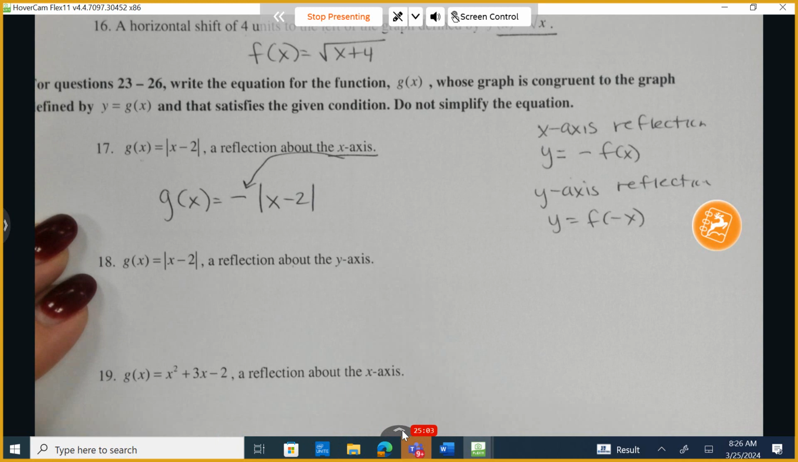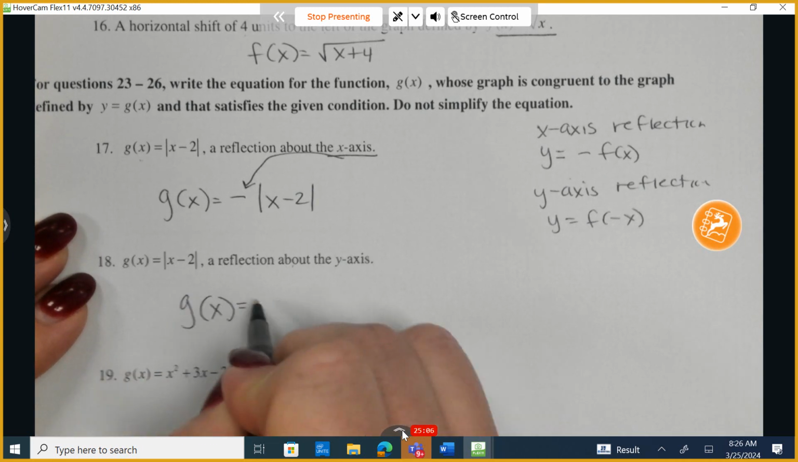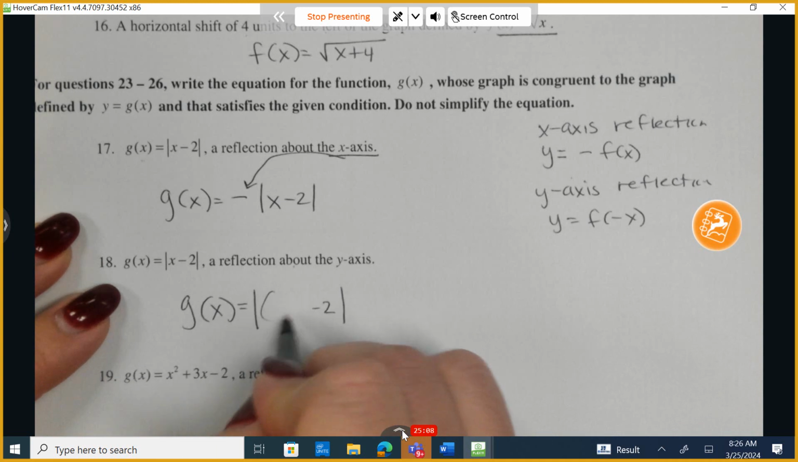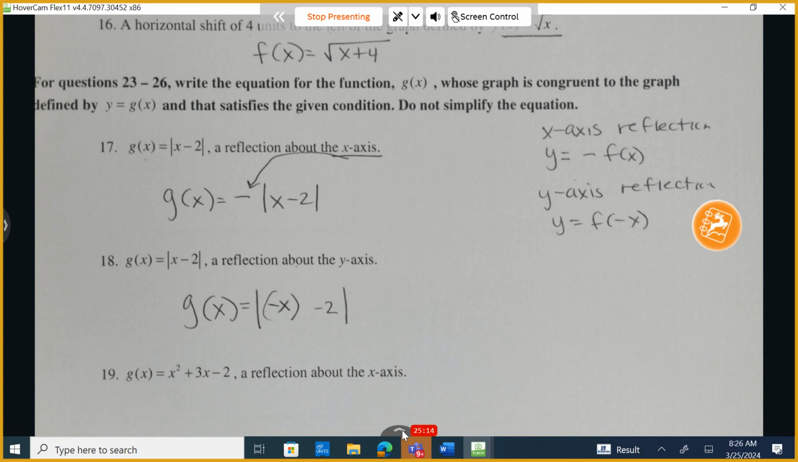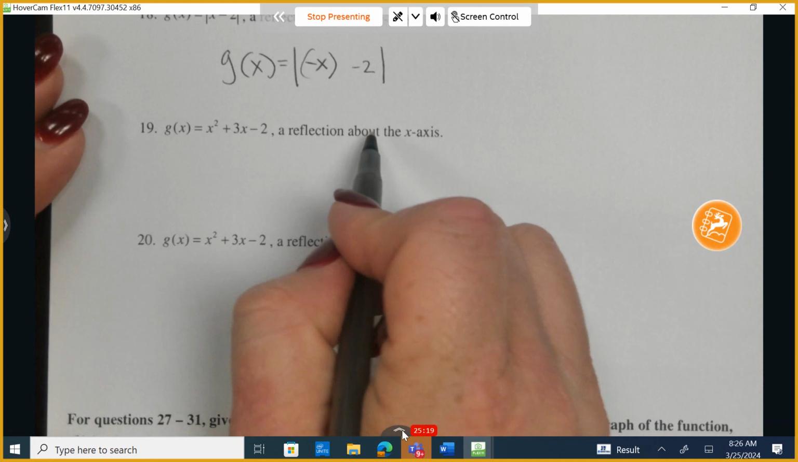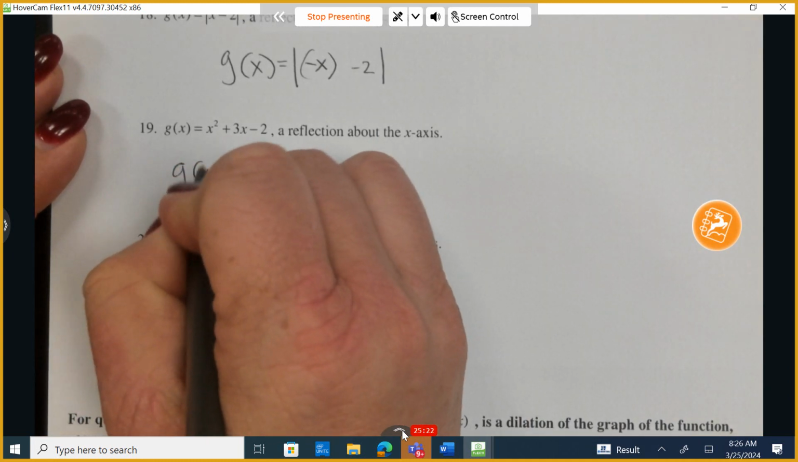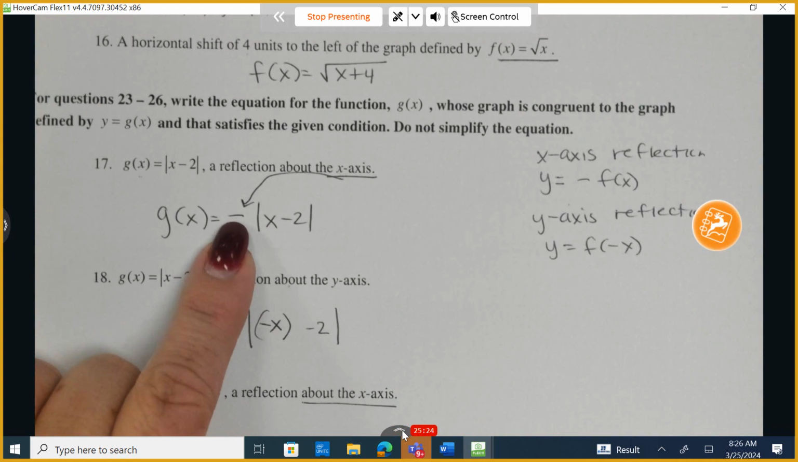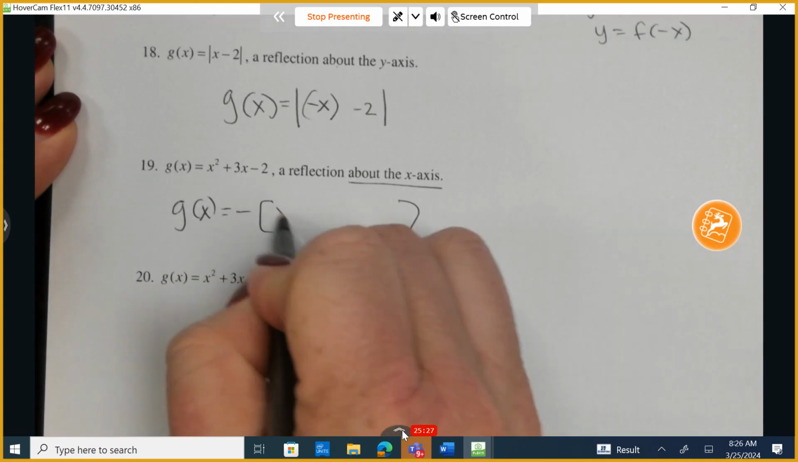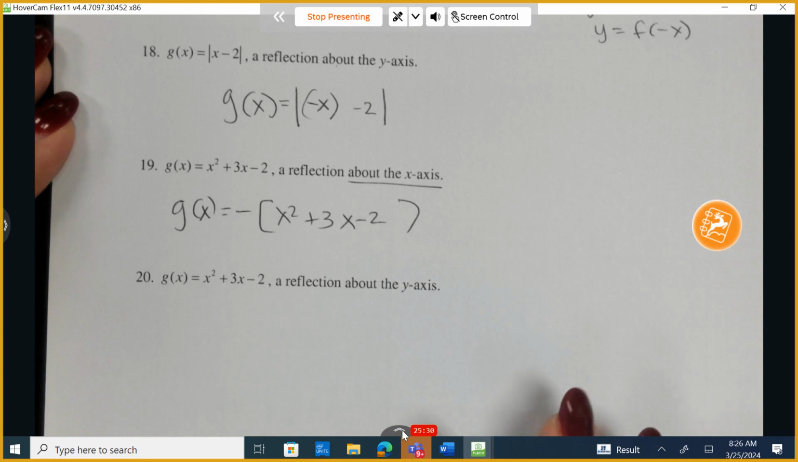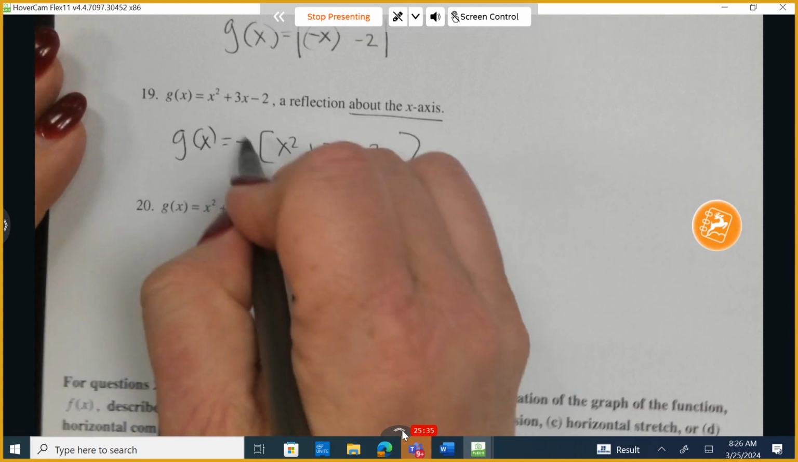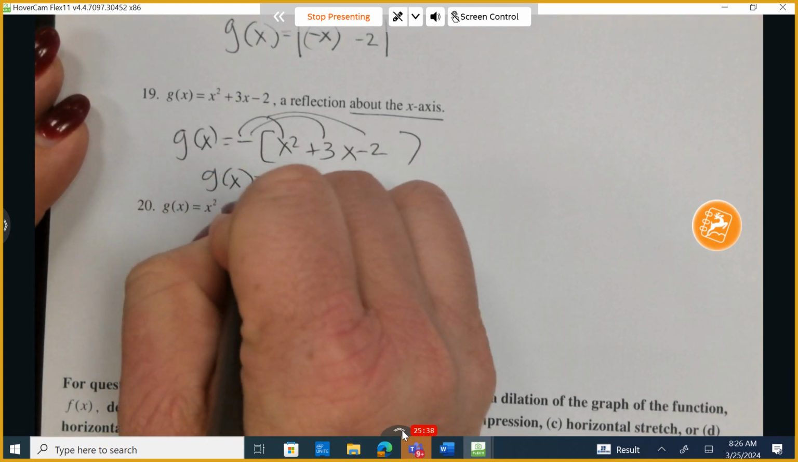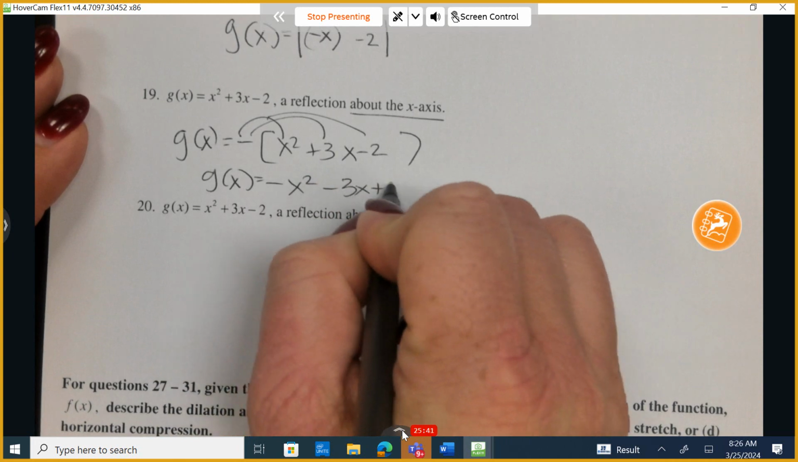Now, when I reflect across the y-axis, I'm going to go to wherever there was an x value. So here's where the x value was, and I'm going to put a negative x inside. Hopefully you remember this freshman year. Okay, let's go down here. So I have g of x. I'm going to reflect it across the x-axis. So this negative sign is going to go in front, and then when I distribute it to everything behind, no, we can't distribute through an absolute value, if you're wondering why I didn't do that up above. When I distribute this, this is going to be the translated function, negative x squared minus 3x plus 2.